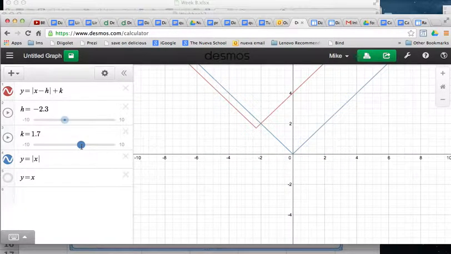All right, well, that's enough of an introduction to absolute values. You will be messing around with them in this exploration problem set. All right, good luck with that.